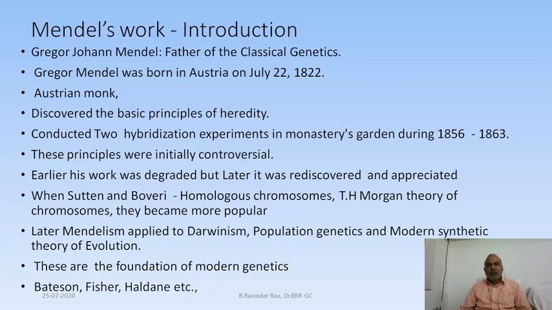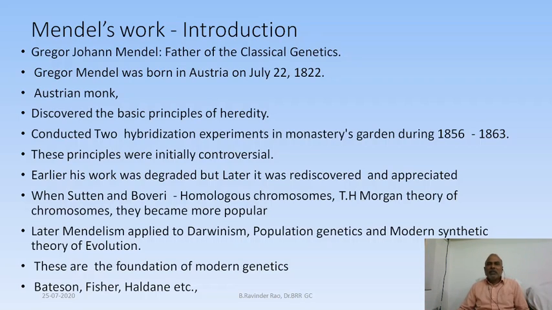Gregor Johann Mendel is now considered the father of classical genetics. He was born in Moravia in Austria, which is presently in Czechoslovakia, on July 22nd, 1822. After completing his graduation, he joined an Augustinian monastery and served there as an Austrian monk. While working in the Augustinian monastery, he developed a monastery garden with pea plants and conducted a lot of experiments of inheritance on these pea plants during 1856 and 1863, and discovered the basic principles of inheritance or heredity.